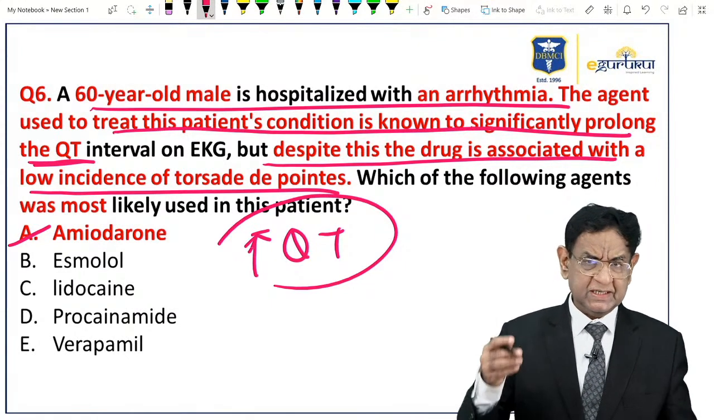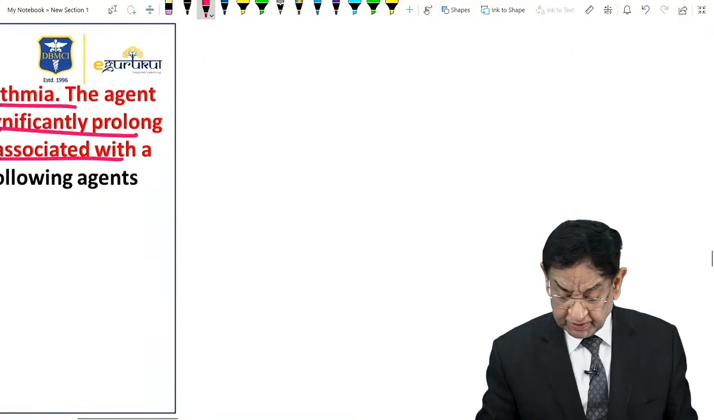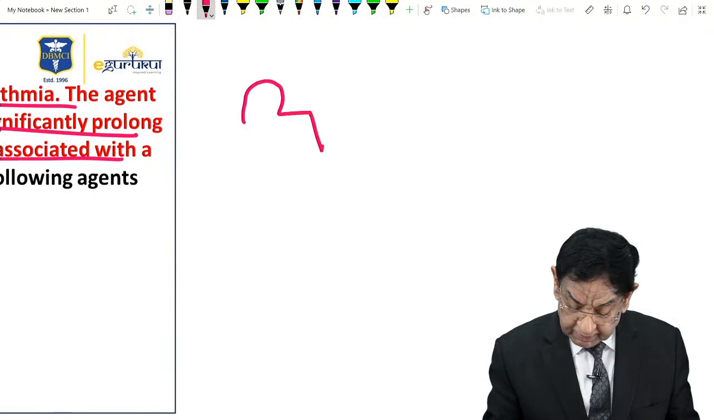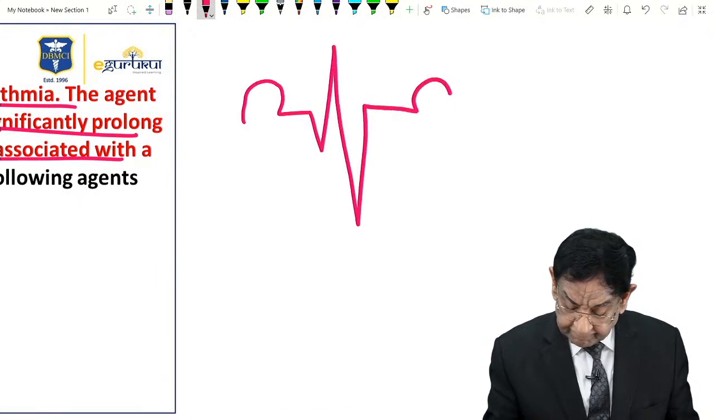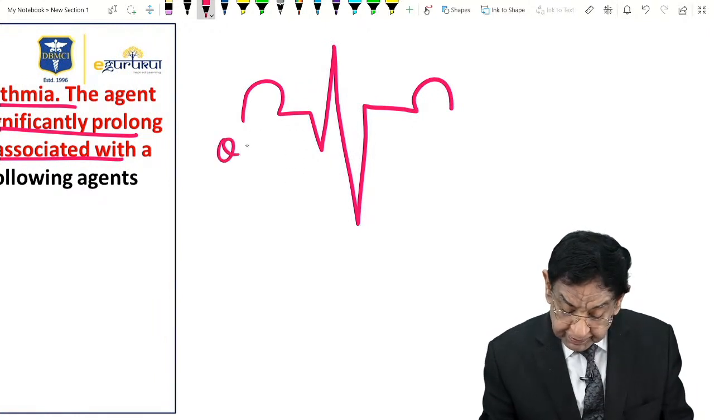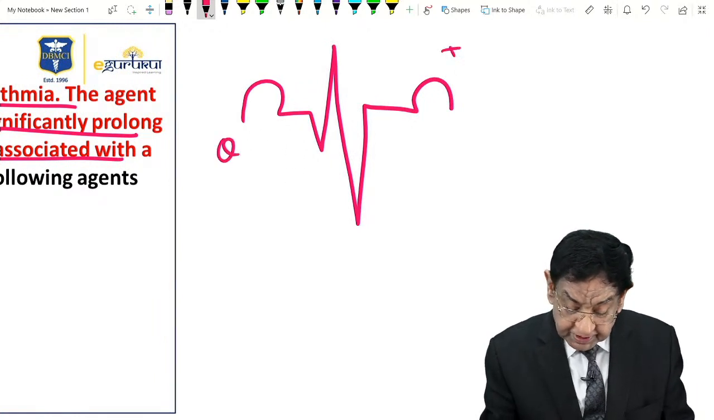What is this? Let's learn some basic concepts. Well, friends, this is the normal. Okay, this is the Q wave, the T wave. This is the QT interval.